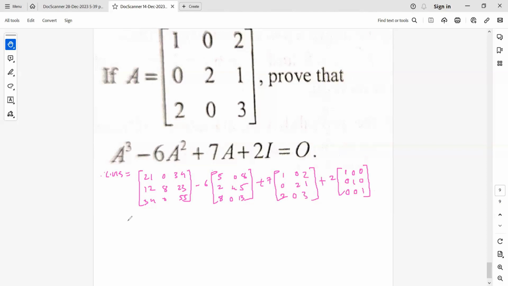So simplify this. On simplifying, we get a matrix of the form. See what we are doing here: first element, this is 21. 6 into minus 5 will be equal to minus 30, and then 7 into 1 is equal to 7. And 2 into 1 will be equal to 2. So this is how I will be getting the first element. Similarly the second element: 0 minus 0, again plus 0, and again plus 0.